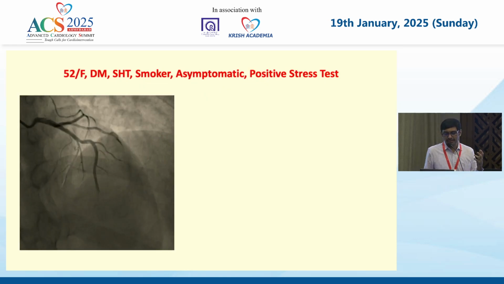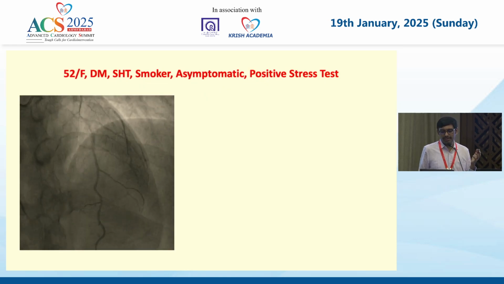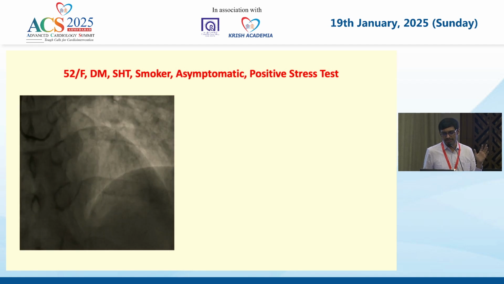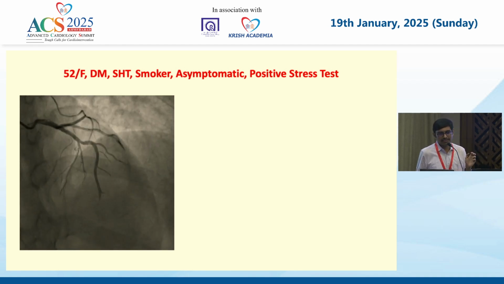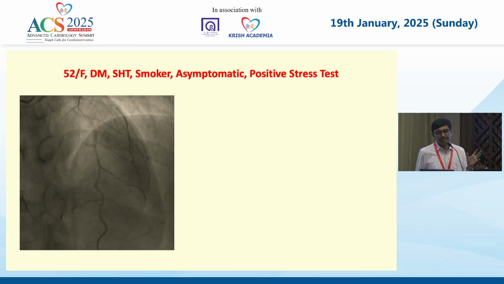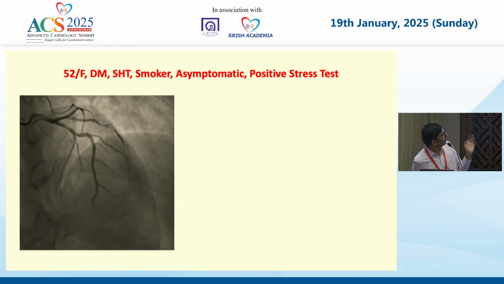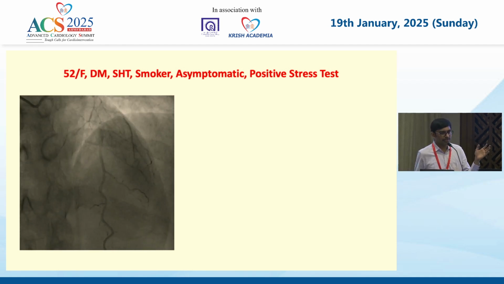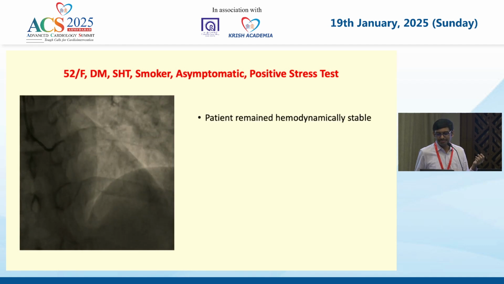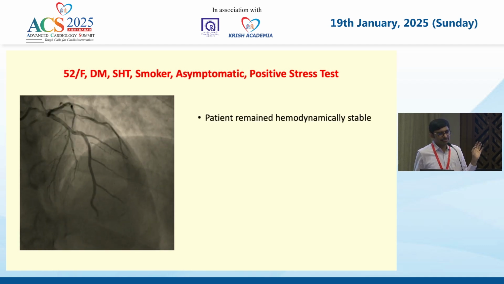And this is an interesting patient, 42, female, diabetes, hypertension, smoker for a female, and asymptomatic, and had a positive stress test. So she came for a diagnostic angiogram for the positive stress test. This is the first injection. What do you think has happened to your left main? Any guess? And this is what happened after the first injection.